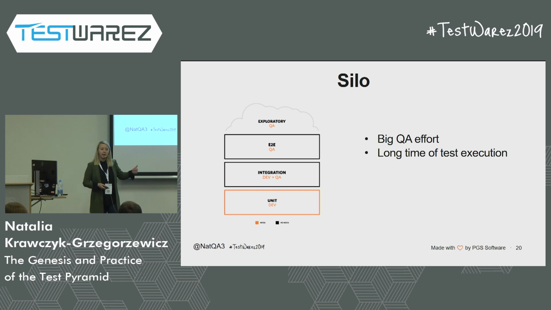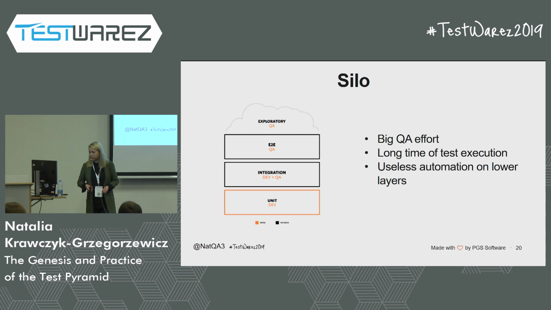In here, again, we need to run all the tests again. So something that should be fast is not fast. And actually, we have even more tests to run because we need to run also integration tests. So the execution time is actually bigger. And it brings us to the conclusion that the tests on lower layers are still useless, because we still, again, test everything on the end-to-end layer.